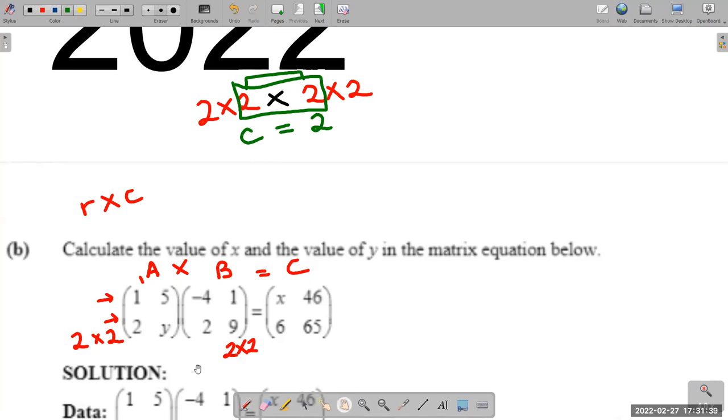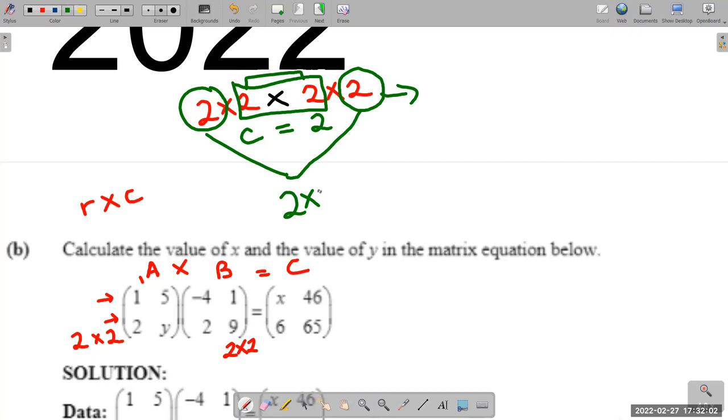Okay, similarly, I would like to know what is the order of the answer. When you multiply this, you're going to get a matrix, right? What is the order of that matrix you're going to get? How do you find out that information? You see these two numbers on the end? The numbers on the end tell you the order of the answer. So that means your answer is going to be a 2 by 2 matrix. Everybody with me? Because these are things we need to know before we move any further.